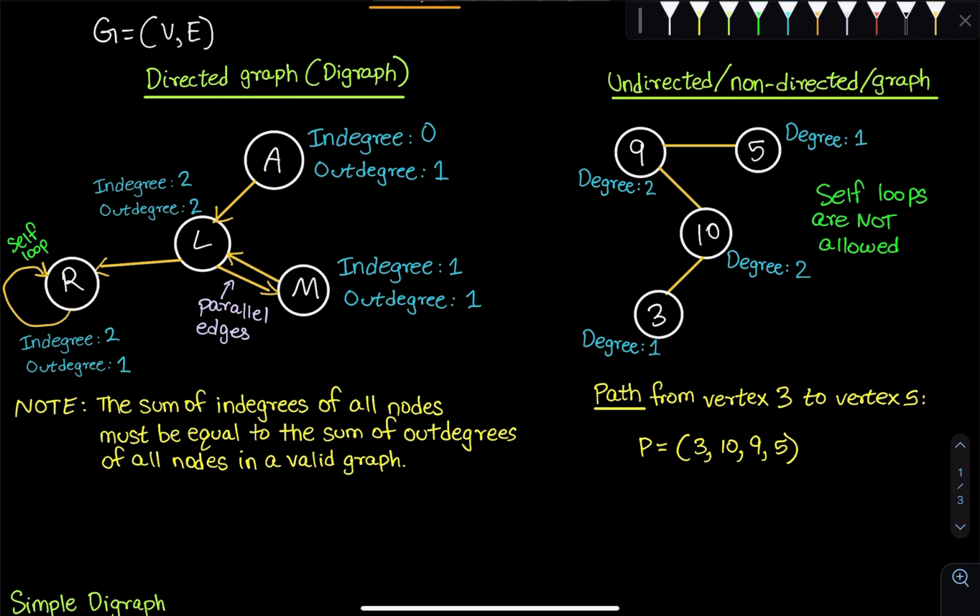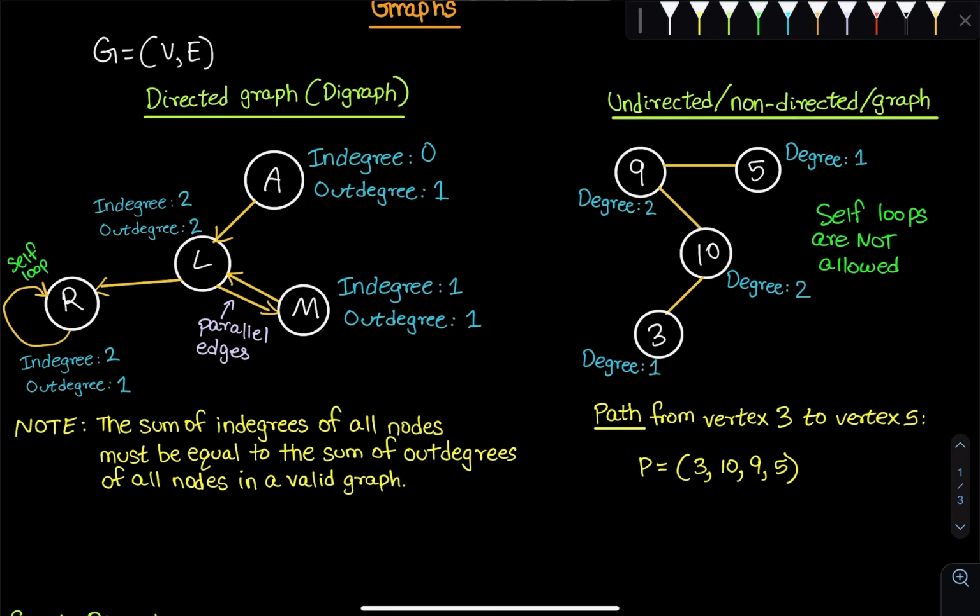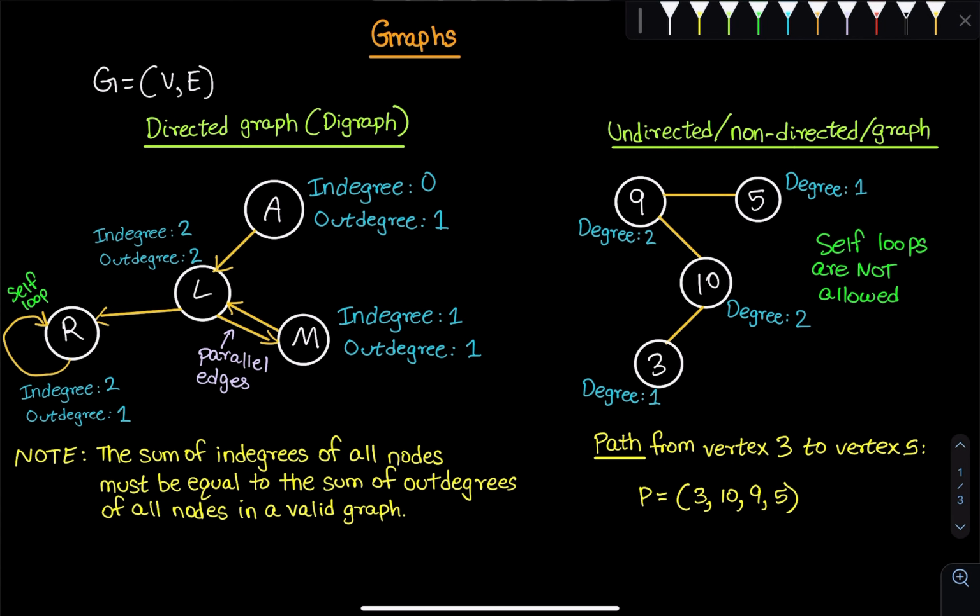There is one note that we need to consider. The sum of in degrees of all nodes must be equal to the sum of out degrees of all nodes in a valid graph. That's the reason why, when a particular vertex has a self loop, the in degree and the out degree would both be increased by 1.